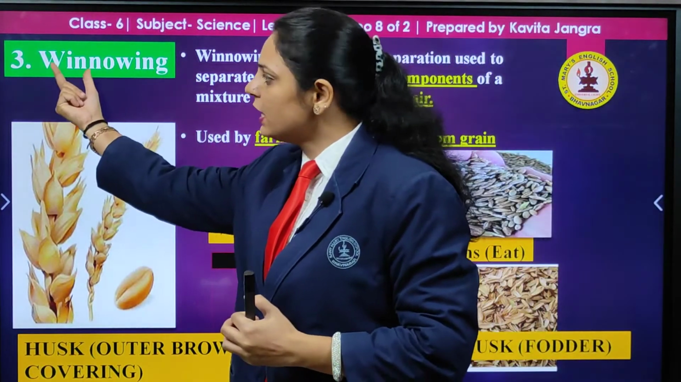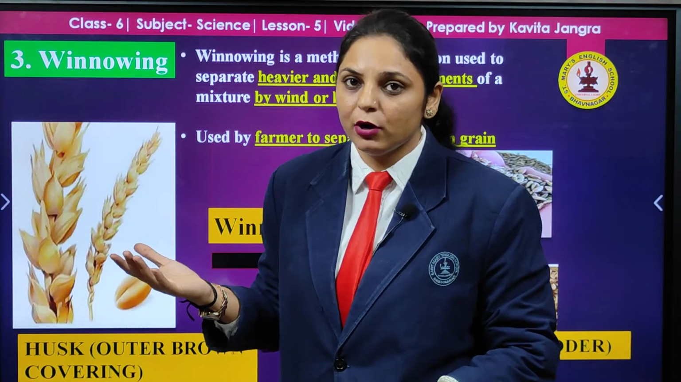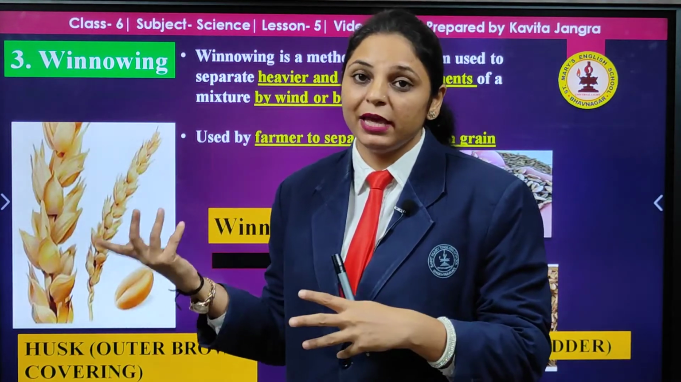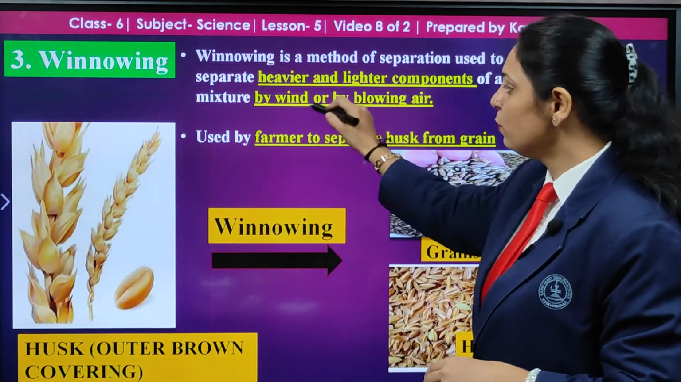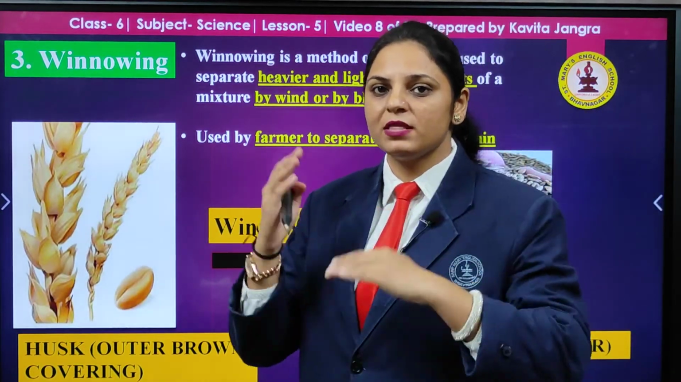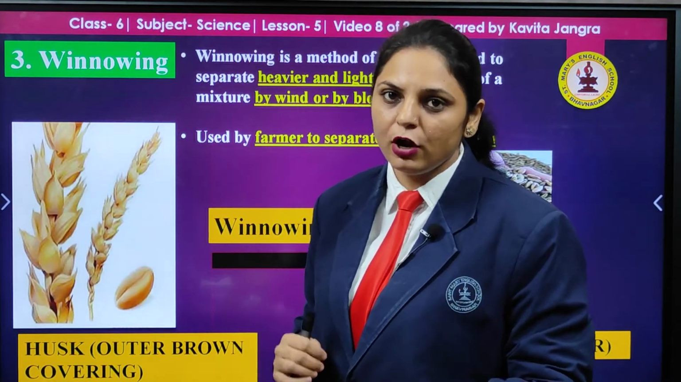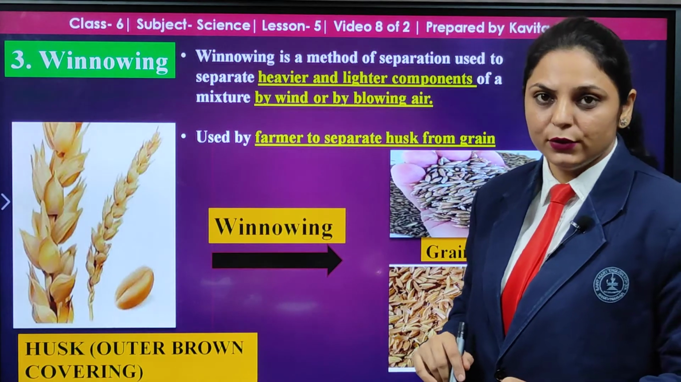From the initial word, if you are not able to recall, you can make a mnemonic for it, something that makes you recall. Wind. Wind here is for the wind. That means winnowing is the process to separate the heavy and the light by way of wind or by blowing the air. How are they doing this?